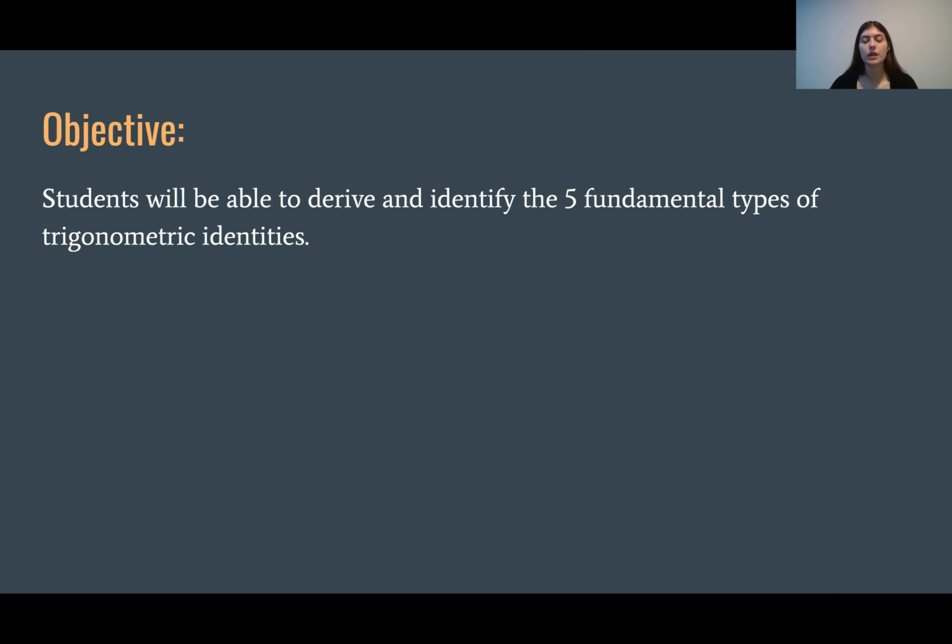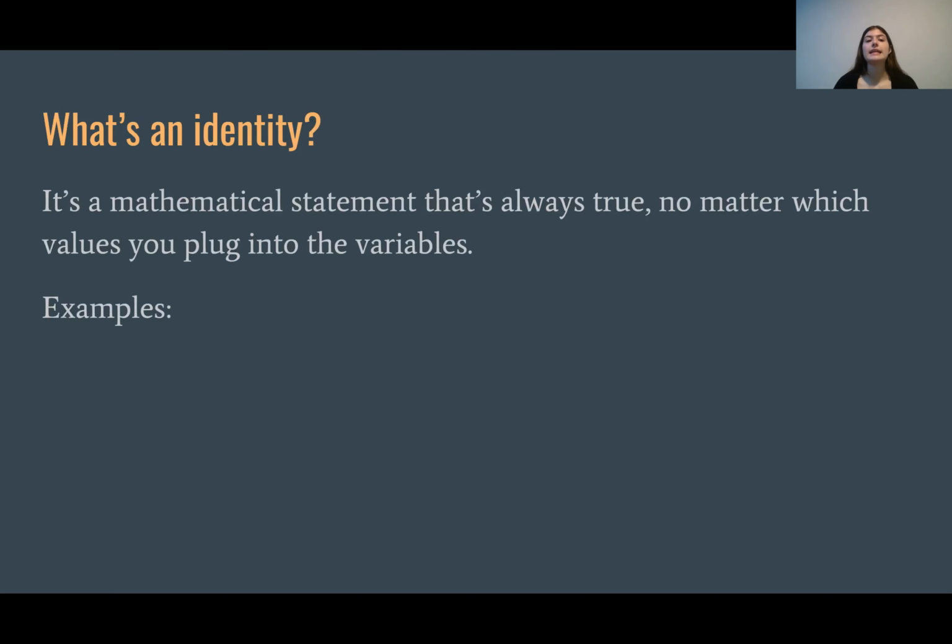All right. So what is an identity? An identity is a mathematical statement that is always true, no matter which values you plug into the variables. All right, so notice there's a few key things right here. We're talking about a mathematical statement, for one. We're also talking about variables. There's going to be variables in this mathematical statement, and we can plug in any numbers or any values into the variable, and it will always be true. Okay, that's the key part. It'll always be true. So it's like a fact, right?